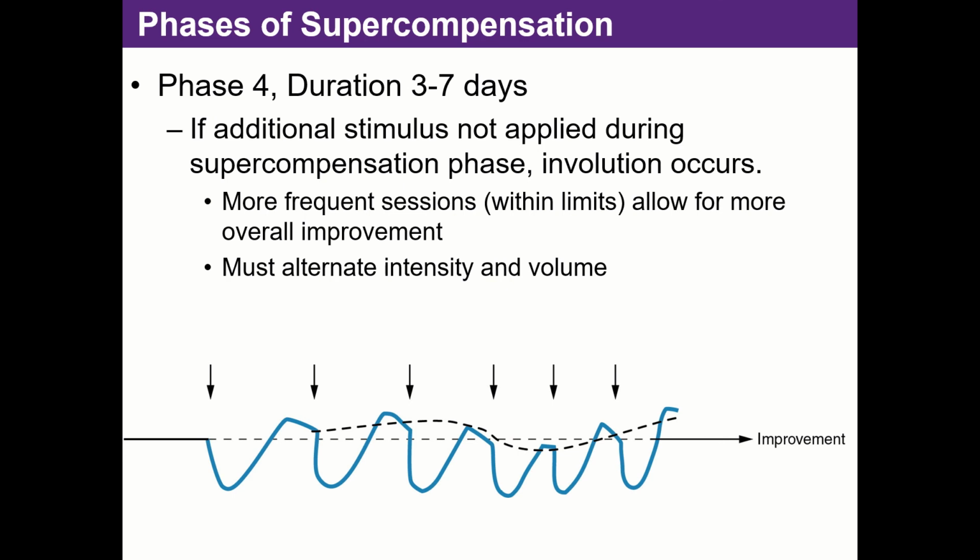And so in terms of phase 4, if we don't apply another stimulus here, they're going to lose the adaptations that they made. One of the things you can see from this graphic, which is kind of a weird graphic, but the gist of it is, we have fatigued our athlete, they've improved, they're starting to come down or get to involution, so then we train them again, supercompensation a little bit, they're starting to come back down, train them again.